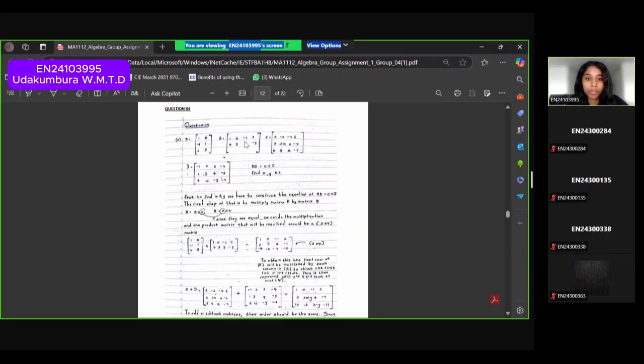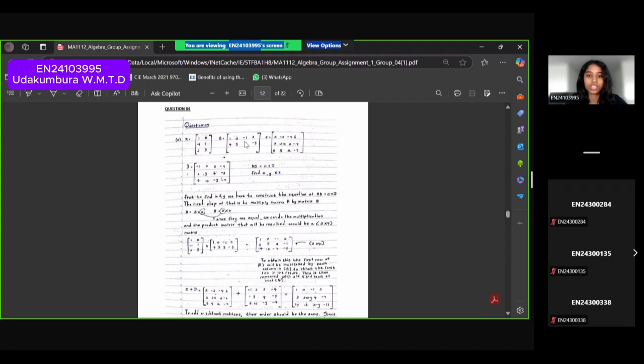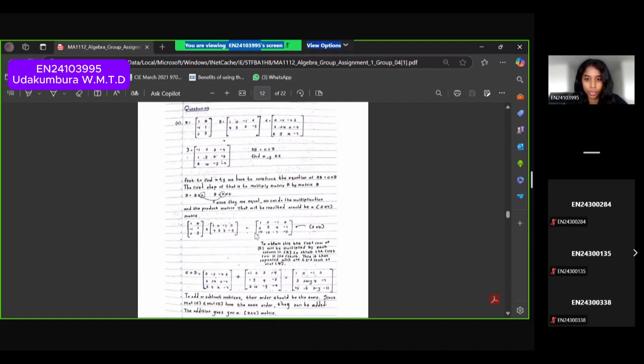So in question 4, we have 4 matrices A, B, C, and D, and we have the equation AB is equal to C plus D. So the first step is to multiply matrix A by matrix B. In multiplication of matrices, we have to ensure that the number of columns in the first matrix equals the number of rows in the second matrix. Since this is verified, we can go on with the multiplication, and we will obtain a matrix of order 3 by 4.